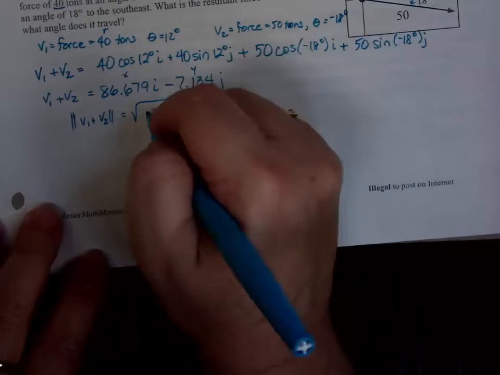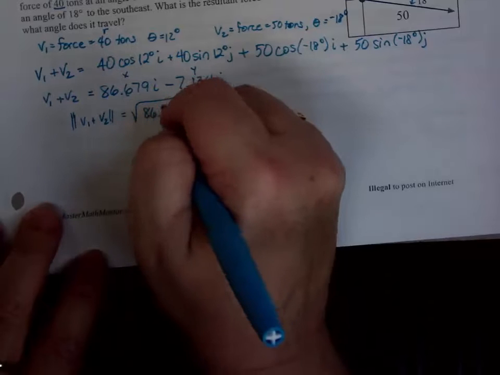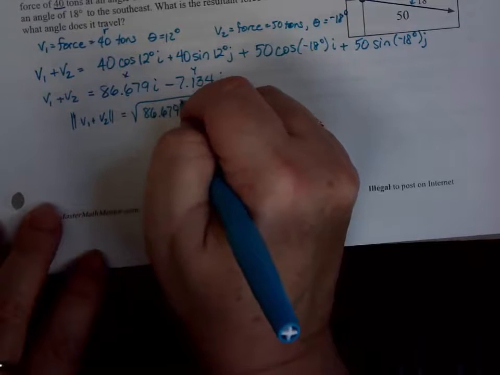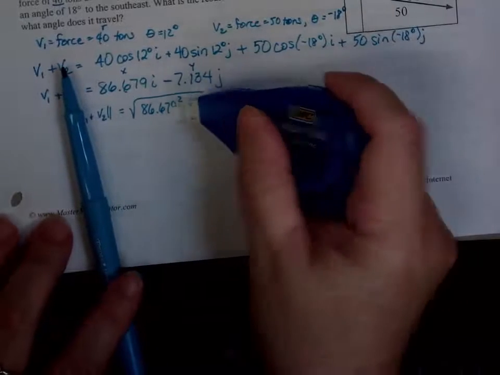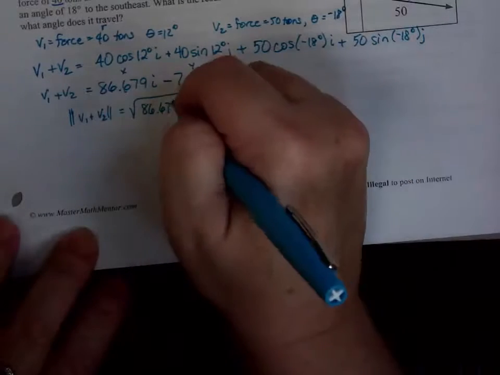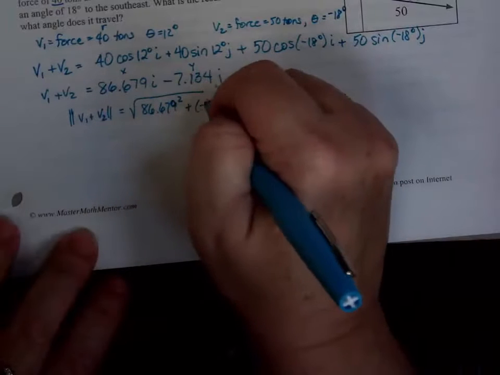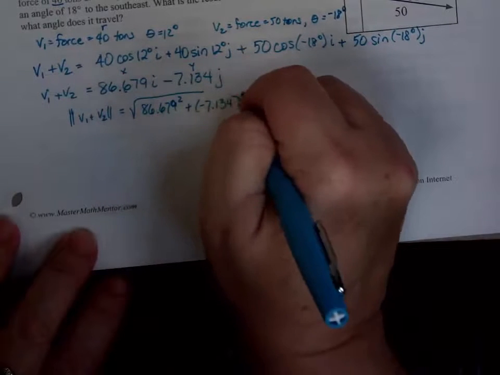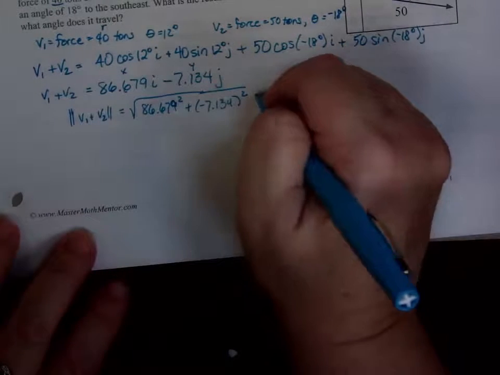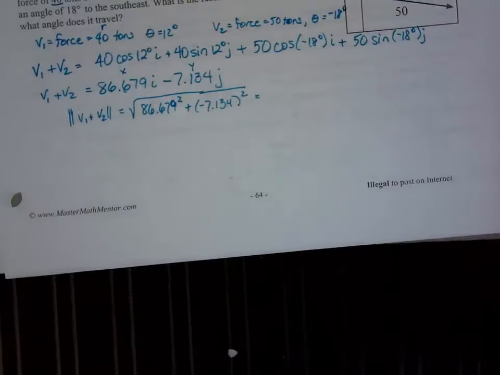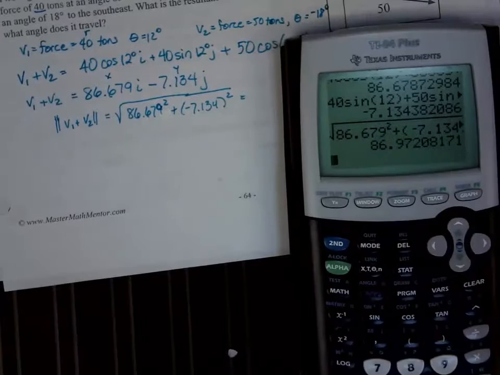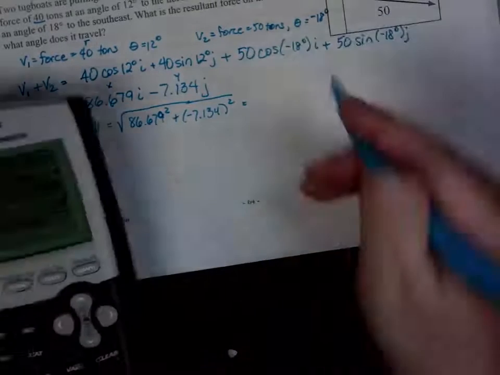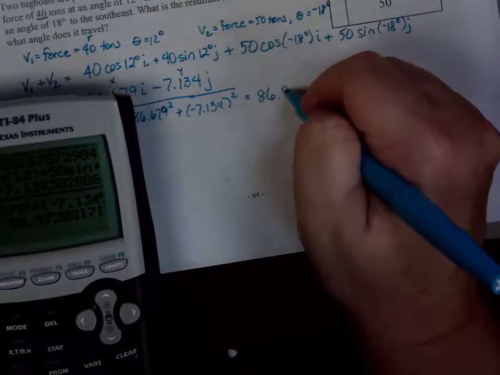So 86.679 squared. I was about to write I. No, I don't want an I. Plus negative 7.134 squared, which needs to be in a parentheses. So now we type that in, and I get 86.972.